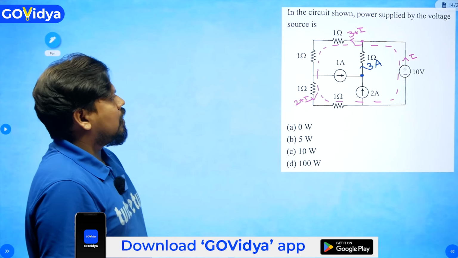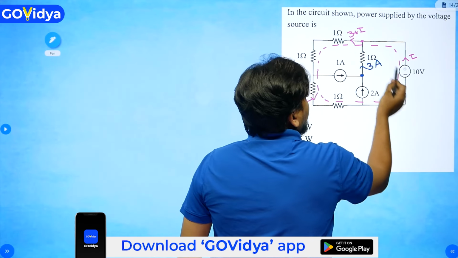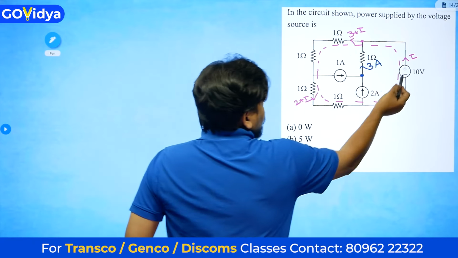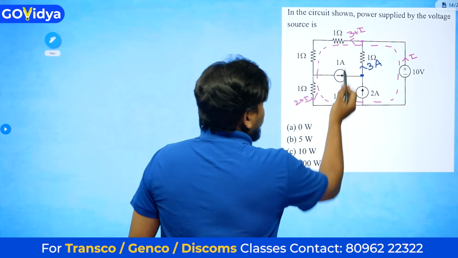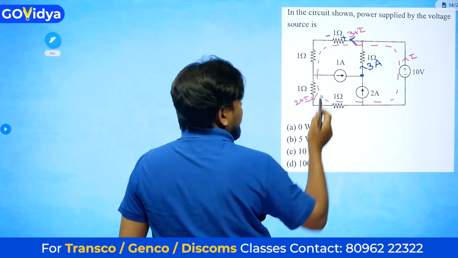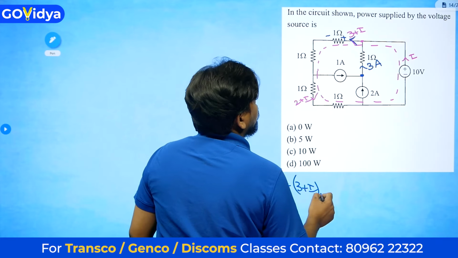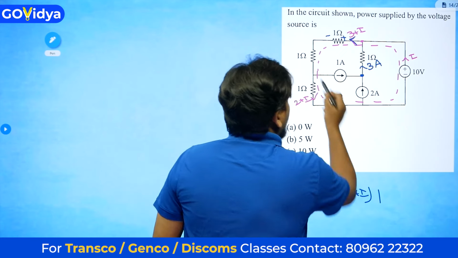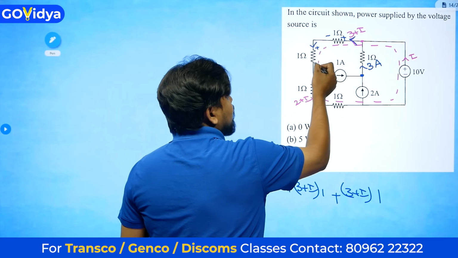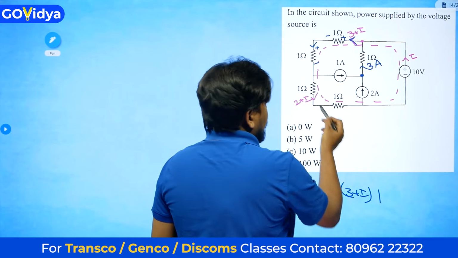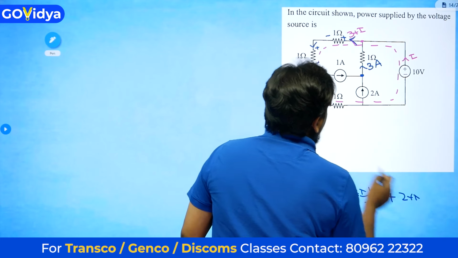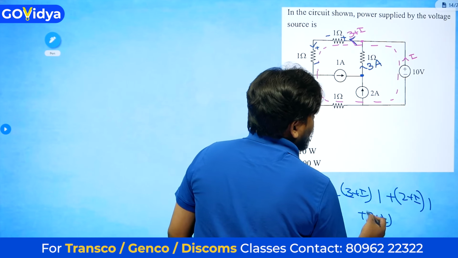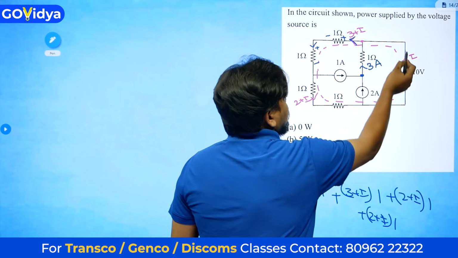First of all, I will decide. I want to write down in anti-clockwise direction. So, I have seen minus first. So, minus 10. Next, 3 plus I into 1. Wherever current enters, it is plus, wherever current leaves, it is minus. So, plus 3 plus I into 1, plus again 1 ohm, 3 plus I into 1. Here current direction is like this. Then again, here 2 plus I, current here is 2 plus I, so plus 2 plus I into 1. So, that's it.